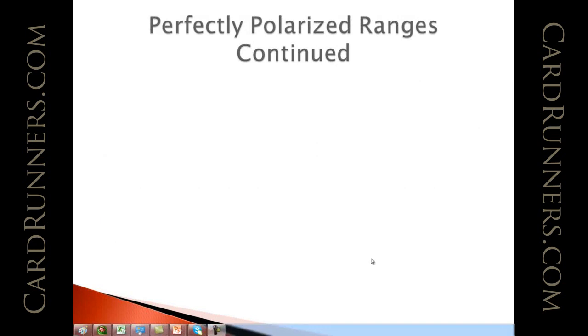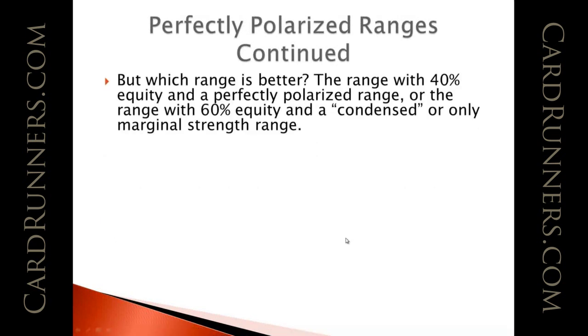Perfectly polarized ranges, continued. But which range is better? The range with 40% equity and a perfectly polarized range, or the range with 60% equity and a condensed or only marginal strength range? The term I like to use for a range that is the opposite of polarized, one that has mostly bluff catching hands and medium strength hands, is a condensed range. So which range is better? One has a better distribution of equity, it has the nuts and air, whereas the other range has overall more equity. And this is a question we're going to constantly be asking ourselves. It's a very important question.